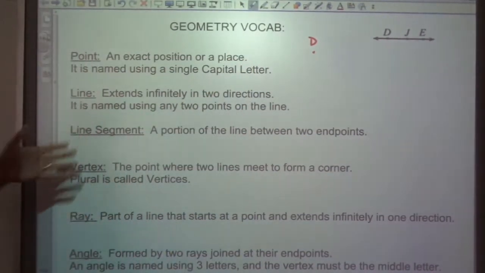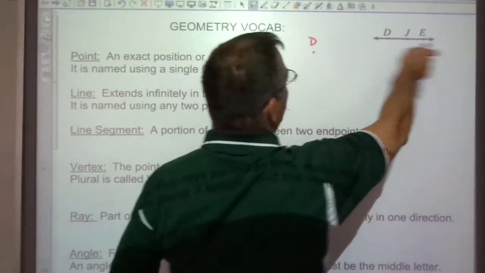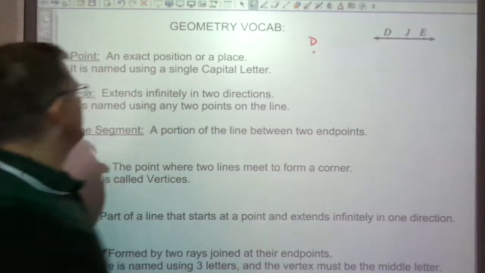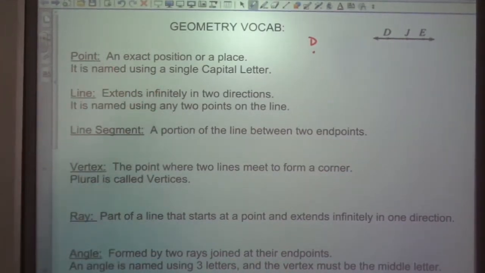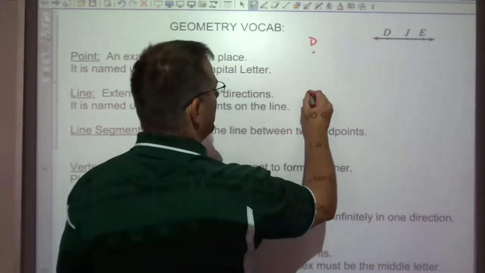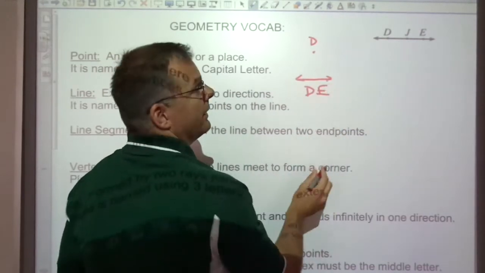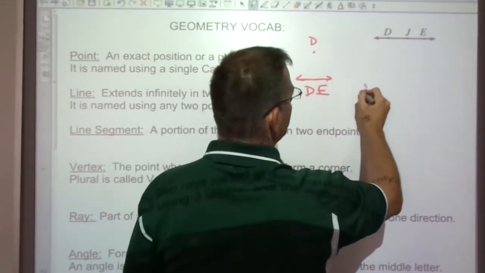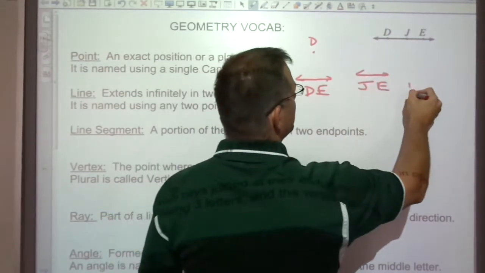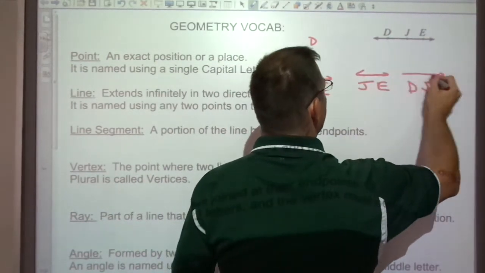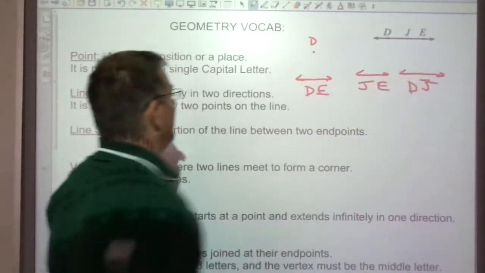Okay, but a line extends infinitely in two directions. So if I wanted to talk about this whole line going on and on forever, I could represent this a couple different ways. I just need to make sure that I name it by using 2 points on the line. So I could call this line line DE and put arrows so it keeps going on and on forever. Or another 2 points would be JE, that would also mean the same line. Or I could even say DJ, and that would be the same line. These all are names for this kind of a line.